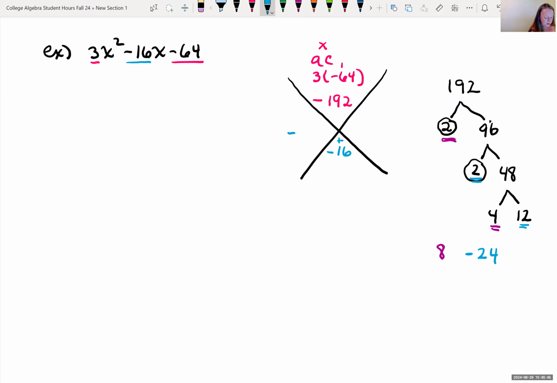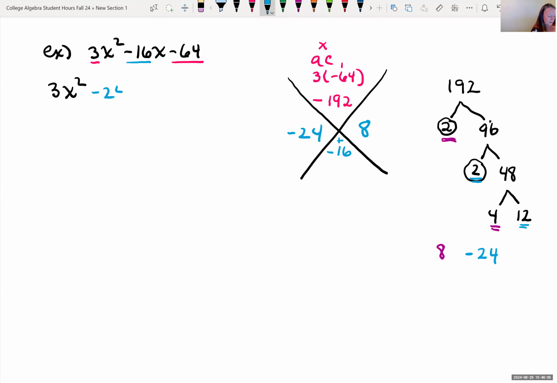So I'm going to go back and rewrite the middle term with those two numbers. It doesn't matter the order that you put those two numbers, at the end we'll get the same thing. So I'm going to just rewrite it how I had written it over there: negative 24x plus an 8x minus a 64. So now we're going to group the first two terms and group the last two terms.